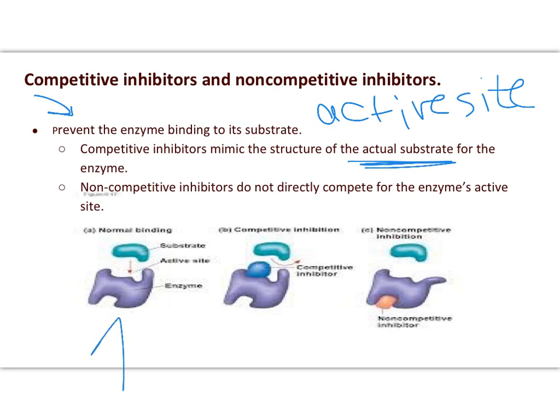In your pictures here, the first one, you can see there's your normal binding. Here's your substrate. It fits nicely into that active site. That should work just fine. In the second one here, you've got this competitive inhibitor that was able to fit into the active site, and now this substrate no longer can fit into the active site. So it effectively is blocking the active site. They can't bind, and therefore your reactions will stop.